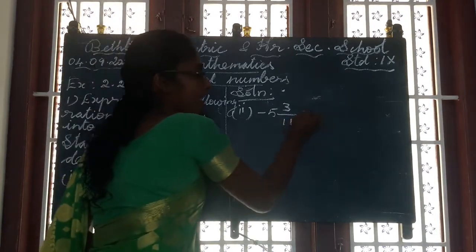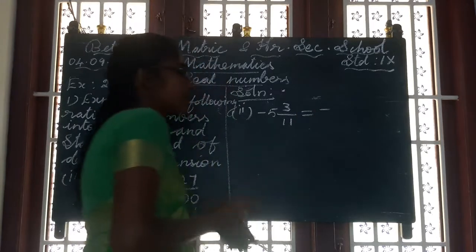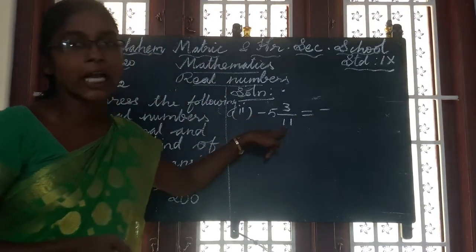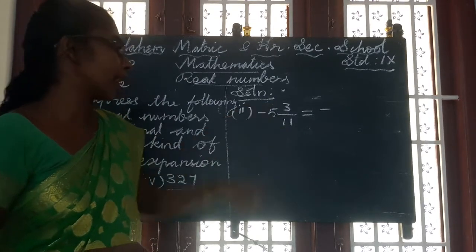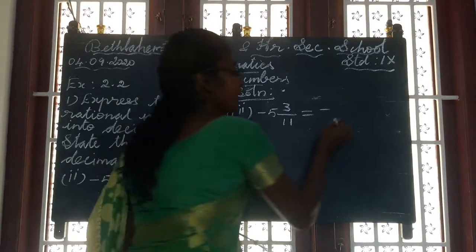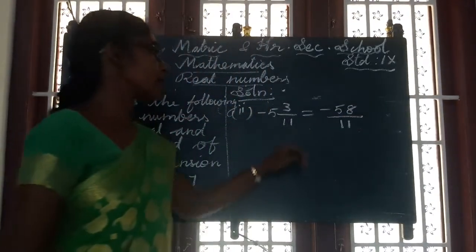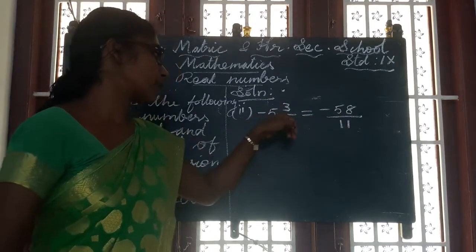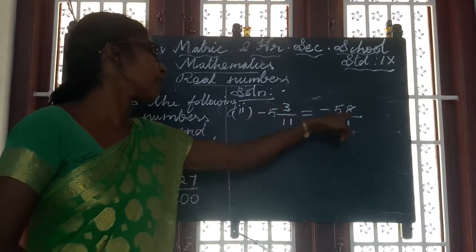How can we convert this into an improper fraction? First we write the minus. Next, these two numbers we have to multiply: 5 into 11, 55. Plus 3, 55 plus 3, 58. By 11. This is the improper form of the mixed fraction.